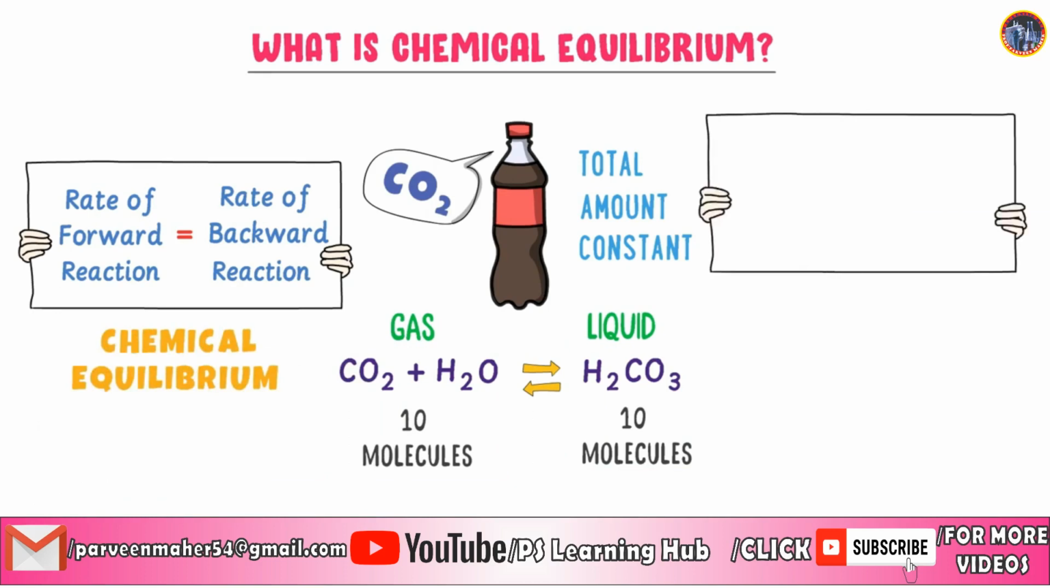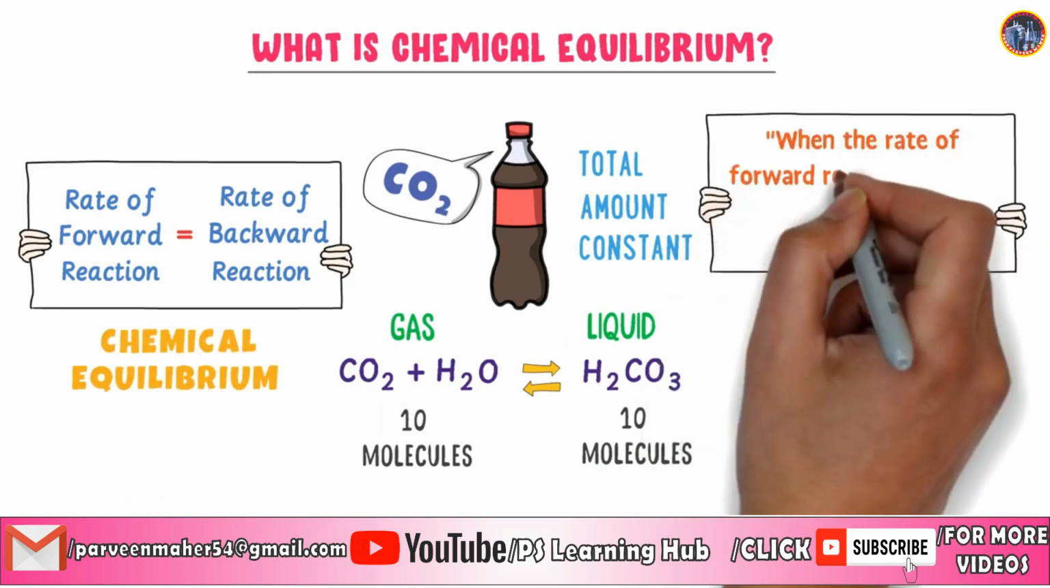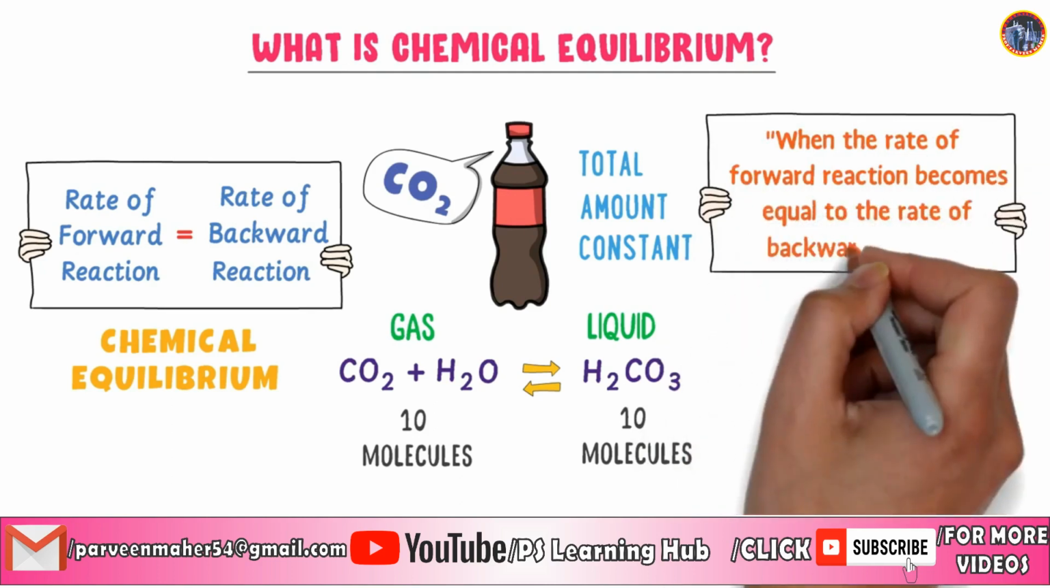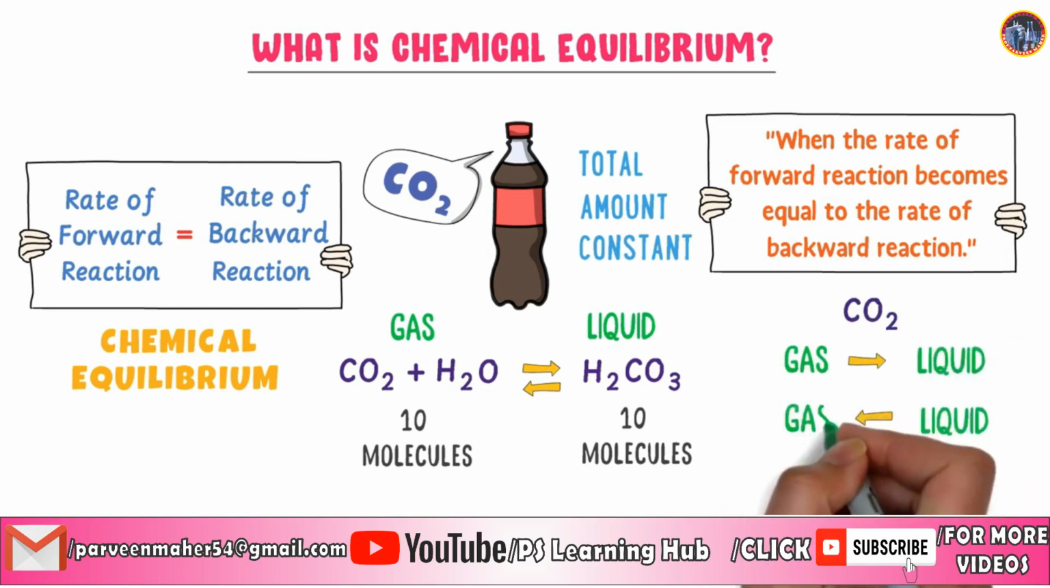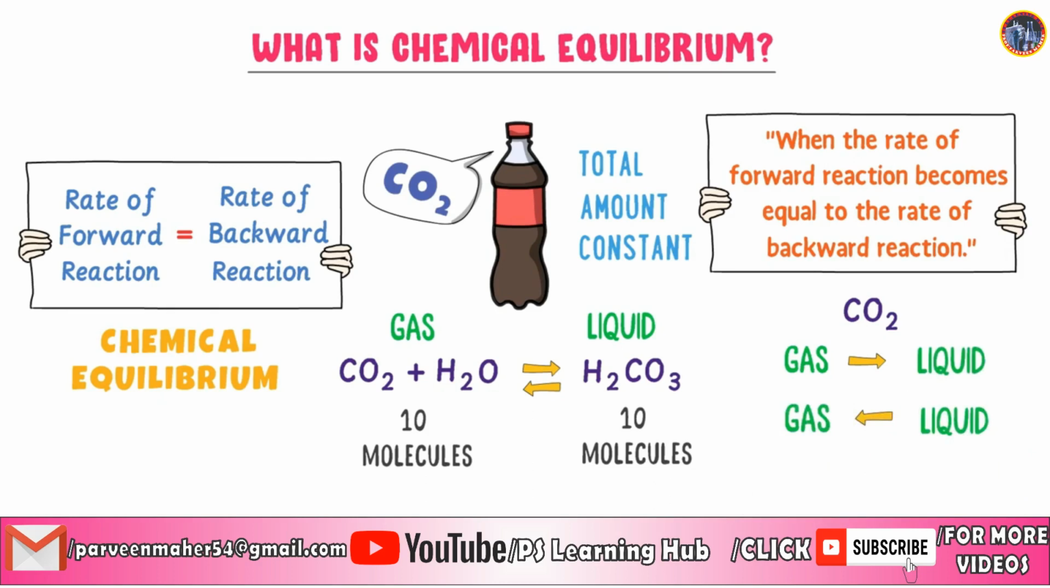Therefore, we define chemical equilibrium as when the rate of forward reaction becomes equal to the rate of backward reaction. This is called chemical equilibrium. Remember that at chemical equilibrium, carbon dioxide gas still converts to the liquid phase and liquid carbon dioxide still converts to the gaseous state. We say that only their rates are equal. So this is the whole concept of chemical equilibrium.